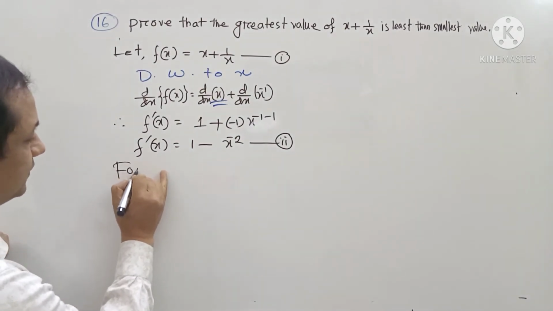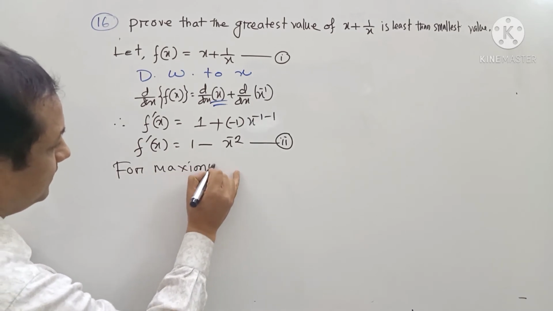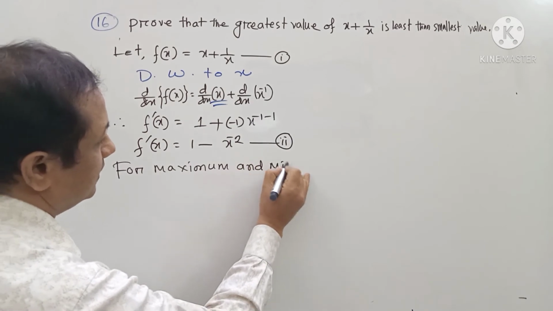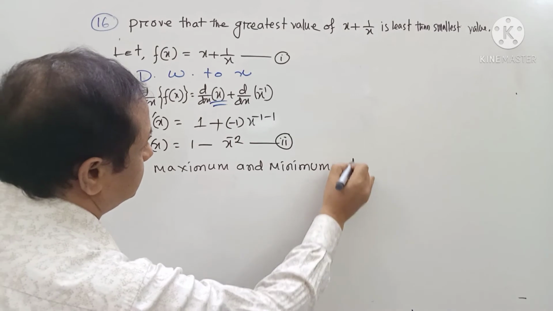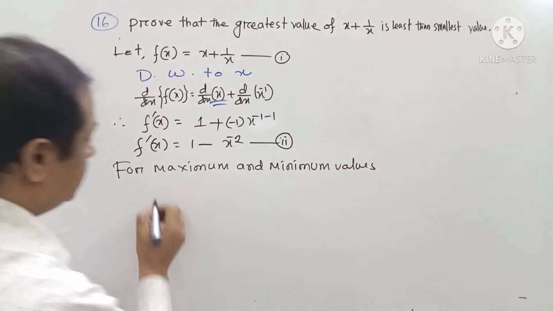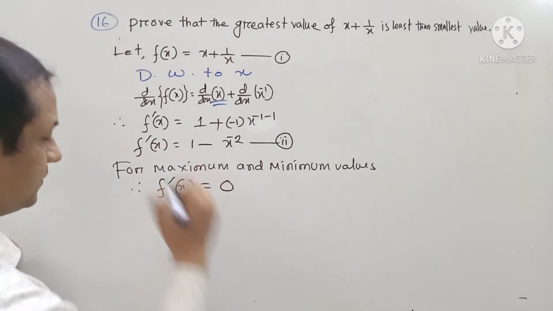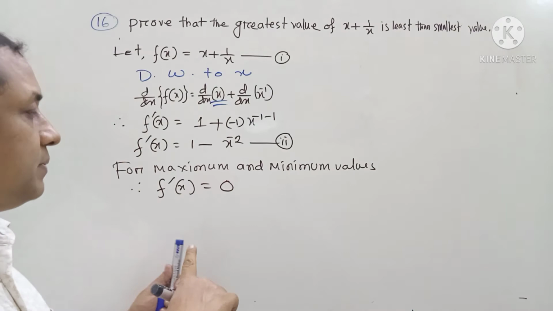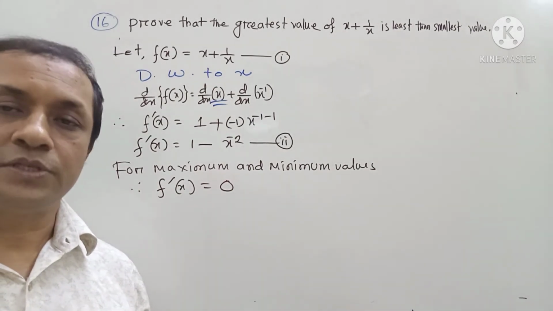For maximum and minimum values, we get f prime x equals 0. For maximum, condition number 3, for maximum and minimum value, f prime x equals 0.